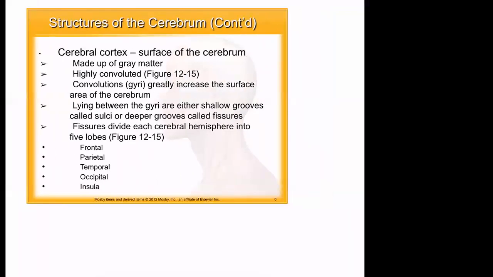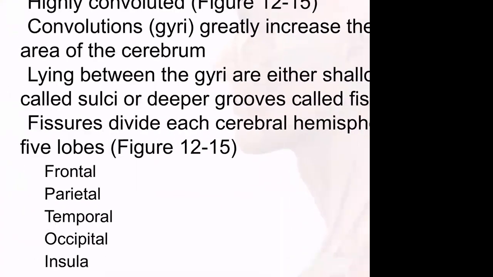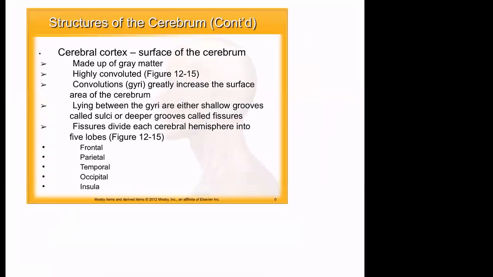All right, let's move into the cerebrum. You can see gyri, sulci, I talked about those. The sulci are the grooves, the gyri are the curved parts. Fissures divide each cerebral hemisphere into 5 lobes. Look at the names of these lobes. We're not going to worry about the insula, but look at the other ones: frontal lobe, parietal lobe, temporal lobe, occipital lobe.